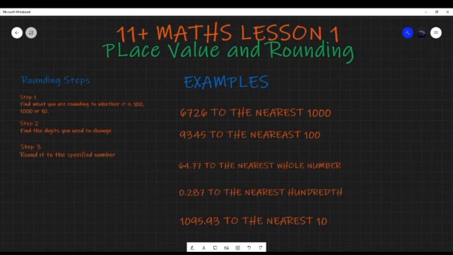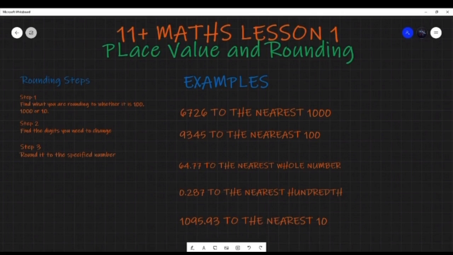And the way I remember it is high 5. So anything with 5 or above rounds up. Anything lower than 5 rounds down. And that applies with any of these questions. Anything to do with rounding, if it's 5 or above, you round up. If it's below 5, you round down. So now we're going to look through these questions and see how to answer them.